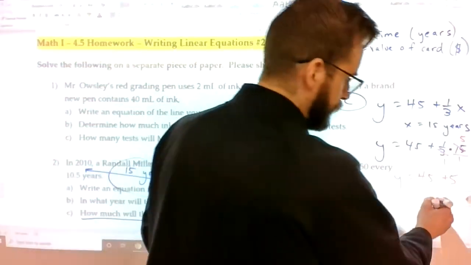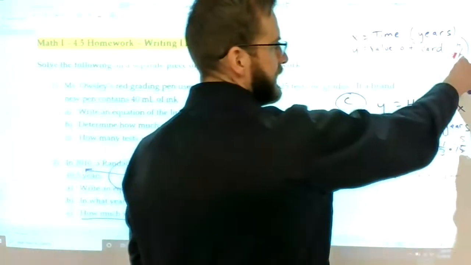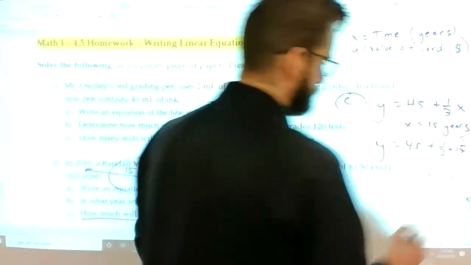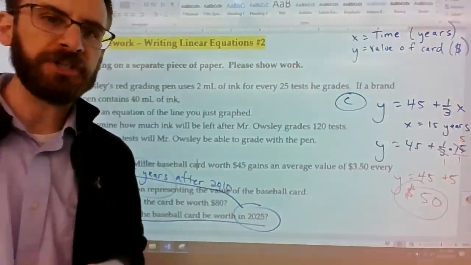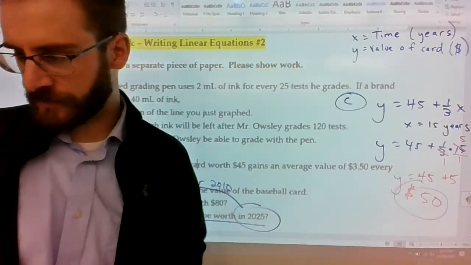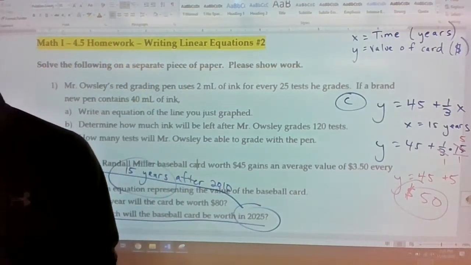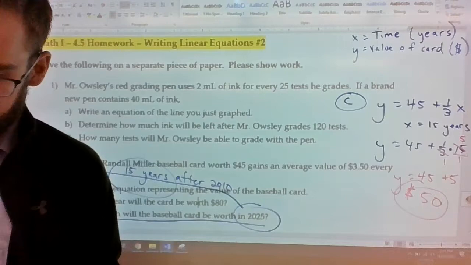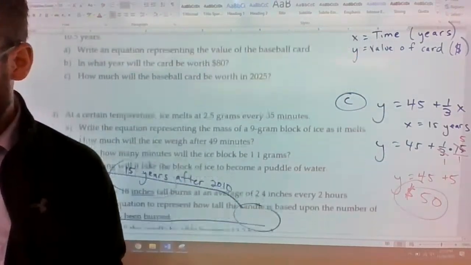Y is equal to $50. So the baseball card is projected to be worth $50 in 2025. All right, number 2, complete. Number 4.